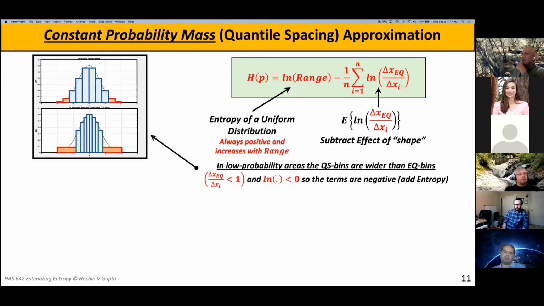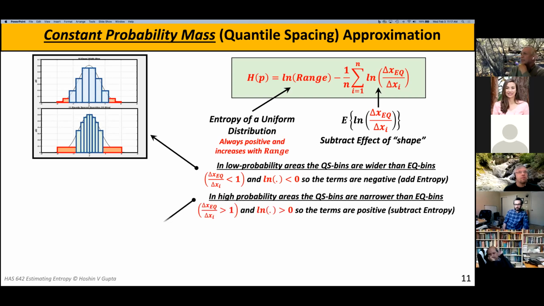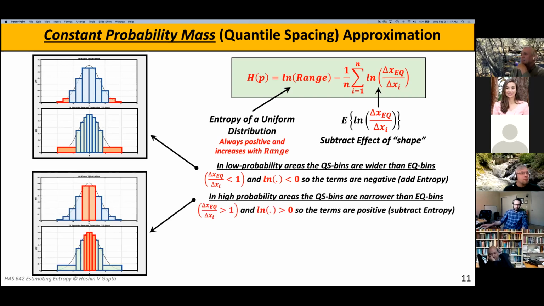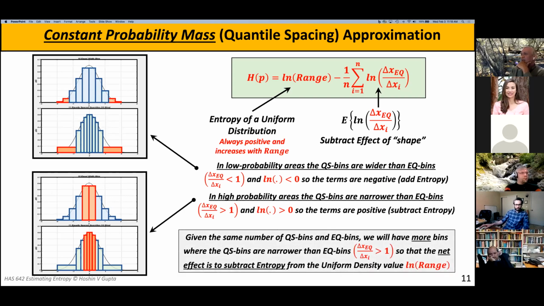Okay, so in log, thanks, Sui. So in low probability areas, the quantile space bins are wider than the equal spaced bins. Okay, so the terms are negative and you have to add entropy. And in high probability areas, the quantile spacing bins are narrower than the equal spaced bins, so you subtract entropy. But on balance, we're going to have more bins where the quantile spacing bins are narrow than the equal width bins, and so the net effect is to subtract entropy from the uniform density, and that's why you get the uniform density as being the maximum possible.